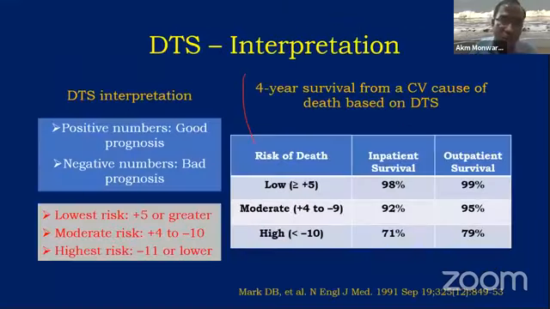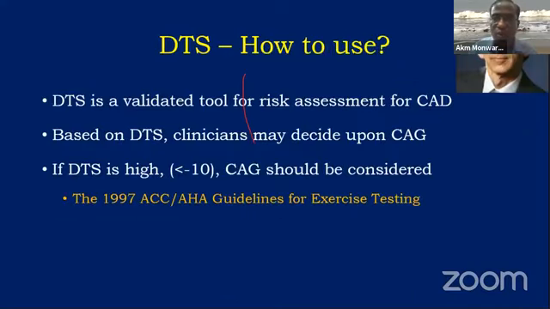The score may be positive, may be negative. Positive numbers indicate good prognosis. Negative numbers indicate bad prognosis. Lowest risk is for +5 or greater. That is more positive. +5 or more, risk is lowest. Future risk is lowest. And if the score is between +4 and -10, this is moderate risk. And highest risk is for those unfortunate persons having a score of -11 or even more minus DTS score. In those cases, the risk is high, and 1 year, 2 year, and 5 year mortality is very high in those patients. And those patients should undergo more urgent coronary angiography.